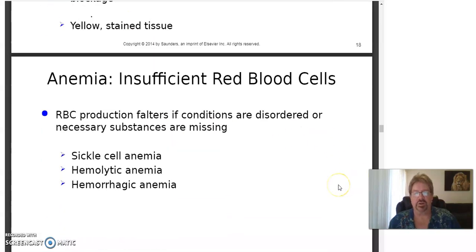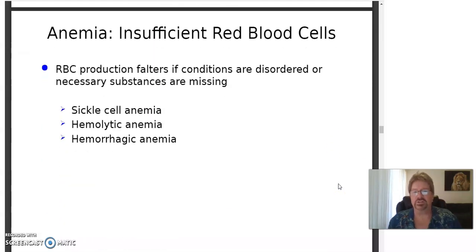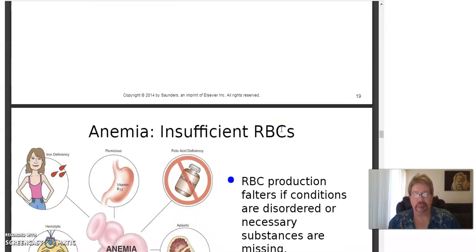Anemia, insufficient red blood cells, or insufficient amount of hemoglobin. They need to add that there. This is misleading. Red blood cell production falters if conditions or disorders or necessary substances are missing. There are many kinds of anemia, more than these three, quite a few. Sickle cell hemolytic anemia, something's happening to your red blood cells. Hemorrhagic anemia, you're bleeding somewhere, dude, and so you don't have enough red blood cells, or they're not able to carry enough oxygen. Iron deficiency anemia is the most common anemia. Now notice I didn't even mention that there. They will in a minute.